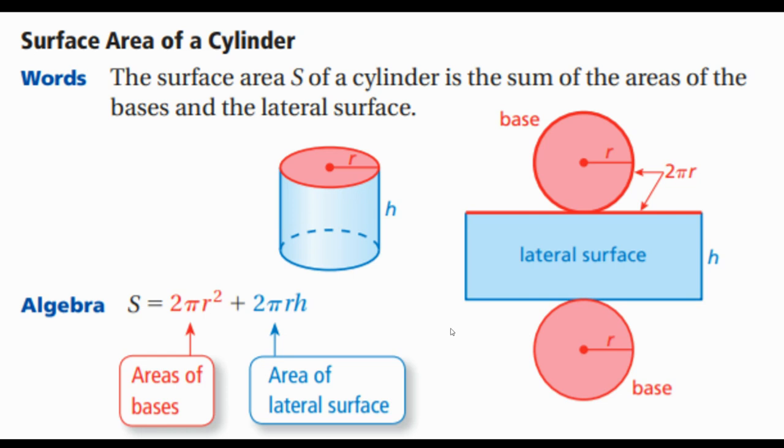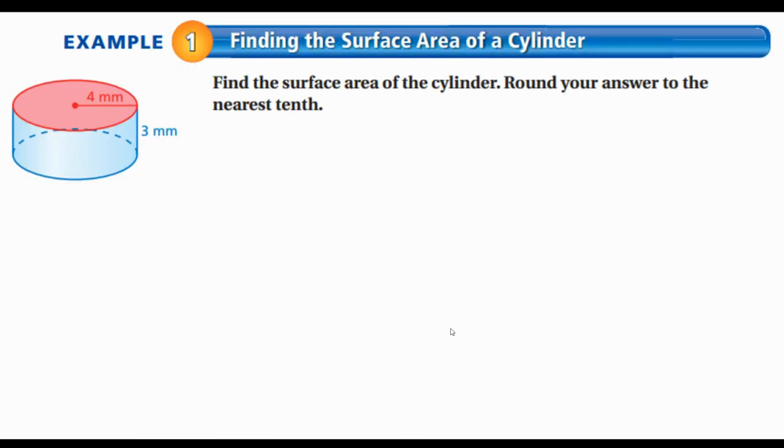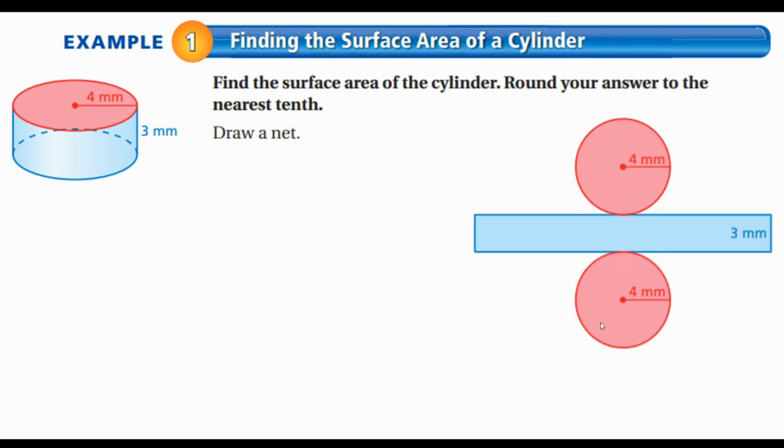So if we take a look at an example, find the surface area of the cylinder. We have a radius of 4 millimeters and a height of 3 millimeters. Those are the two pieces of information that we need. First thing, draw a net. That's going to look like the two circles, top and bottom, each with a radius of 4 millimeters, and then our rectangle that combines them with a height of 3 millimeters.